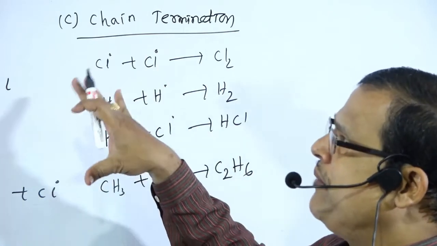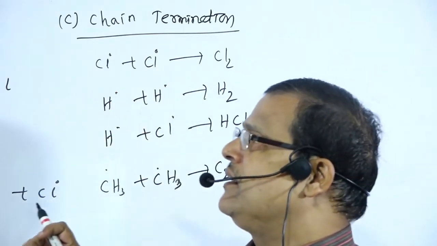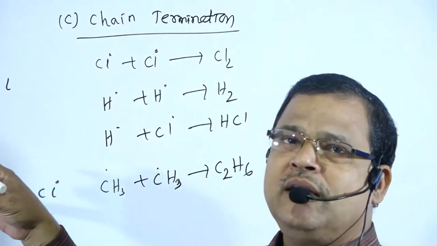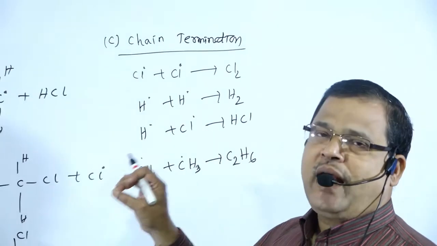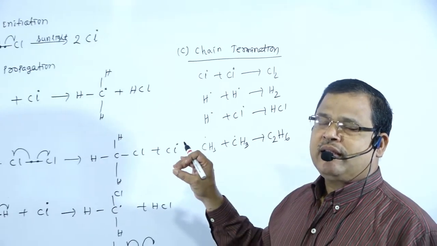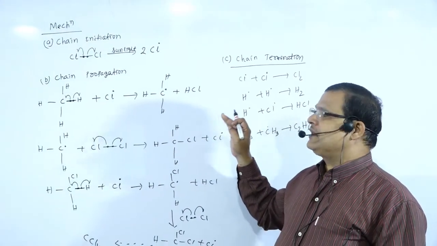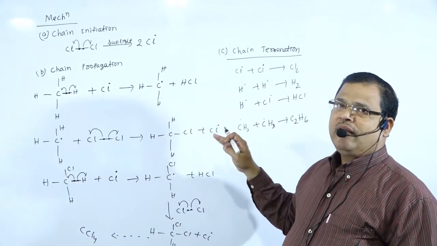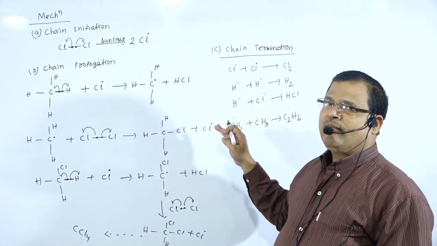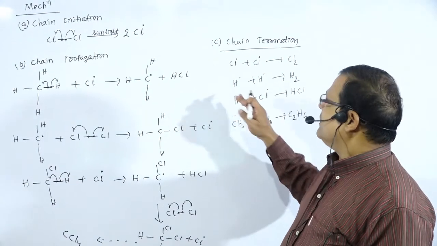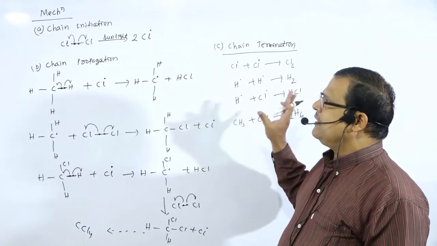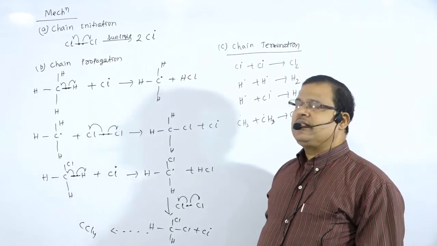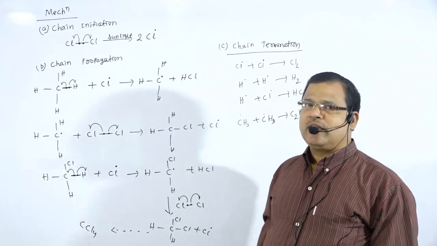So the mechanism of halogenation, we have taken chlorination, or it could be bromination. The hydrogen atom of the alkane is replaced by chlorine, bromine, iodine or fluorine. In this case the reaction proceeds through three steps: chain initiation, propagation and chain termination. So this is regarding the mechanism of halogenation.